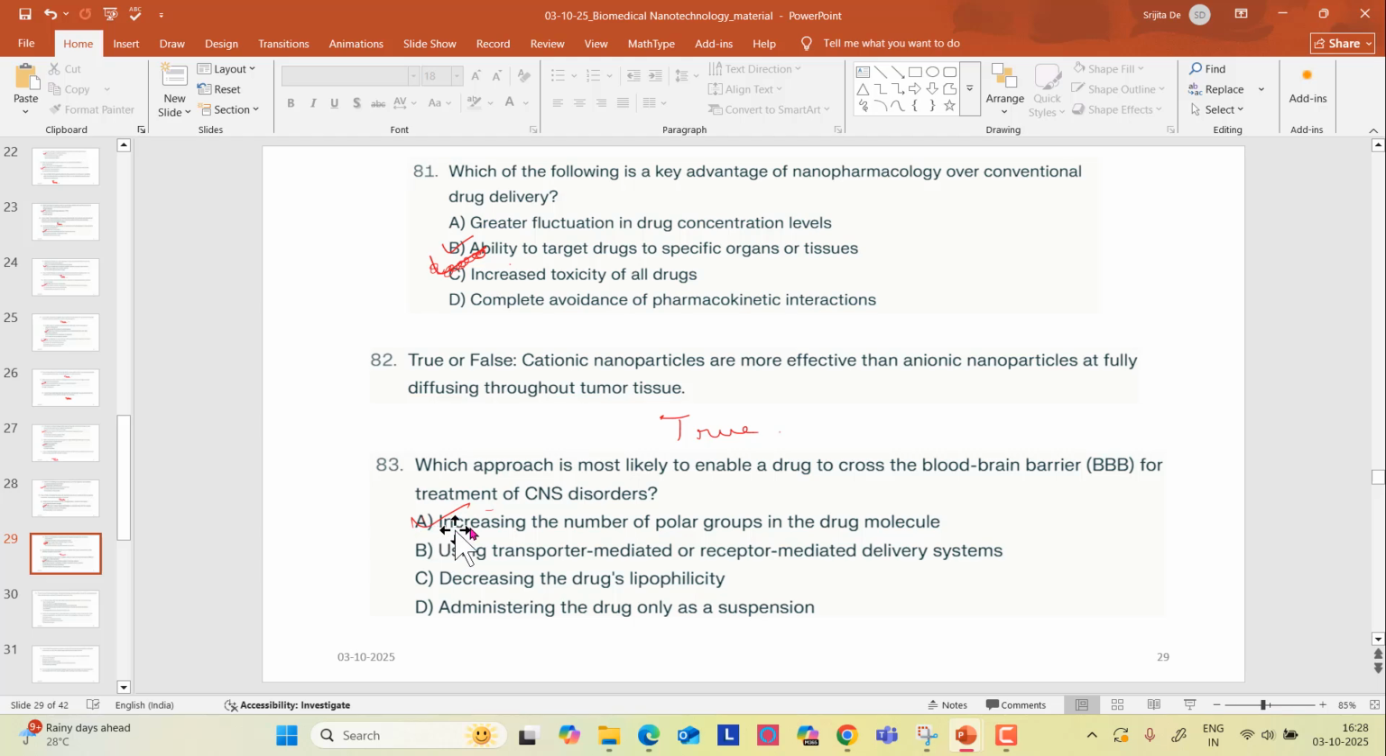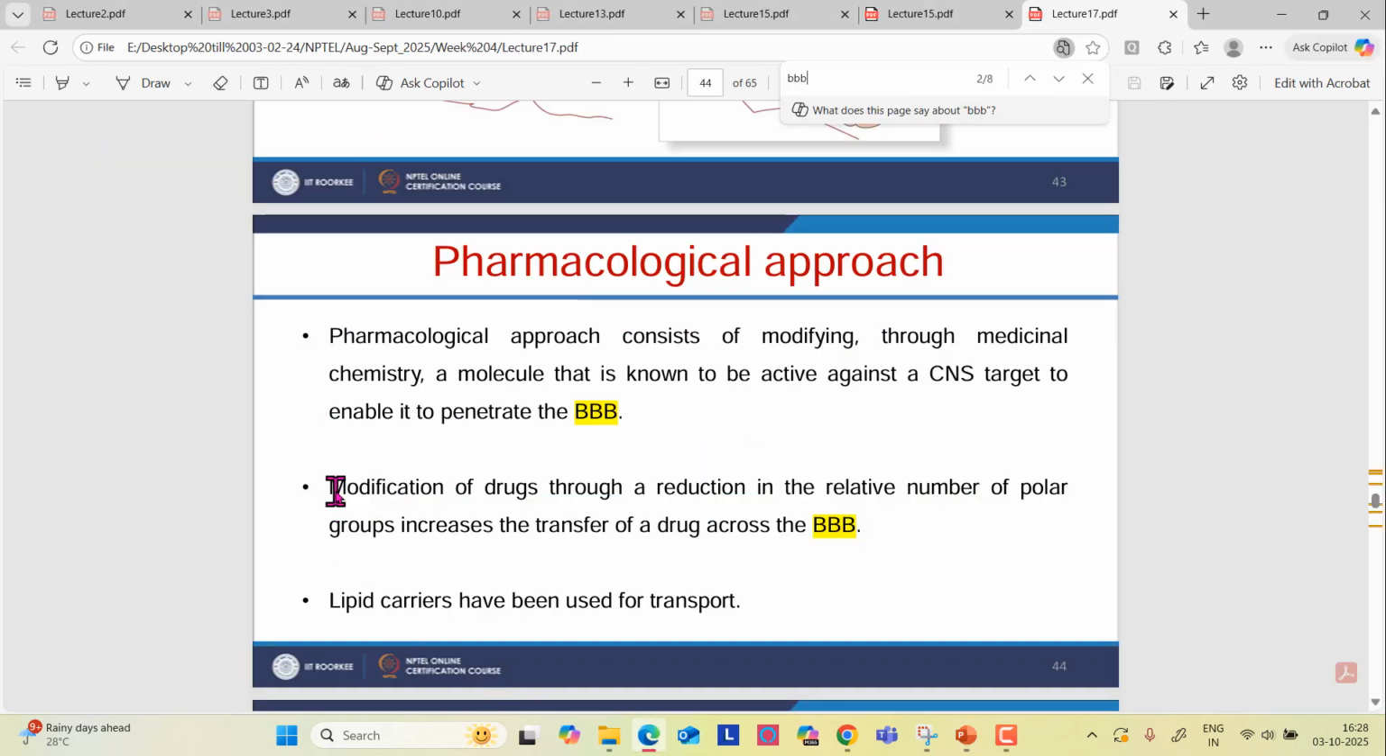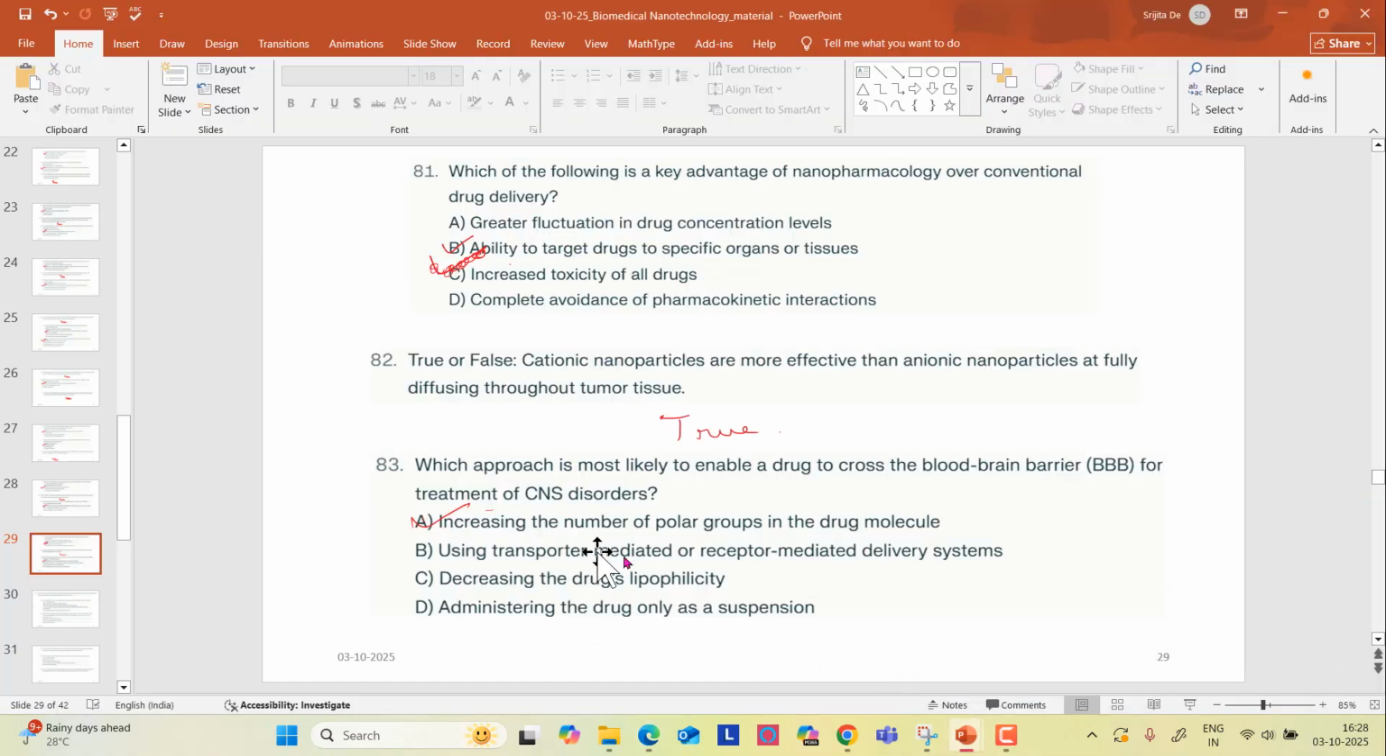Okay, so it is increasing. Here it is written that modification of drugs through a reduction in the relative number of polar groups increases the transfer of a drug across the BBB. In the question it is given increasing the number of polar groups, so it is the opposite. Yes, ma'am, it is that option. So it depends upon lipophilicity. No, this depends on transporter mediated.